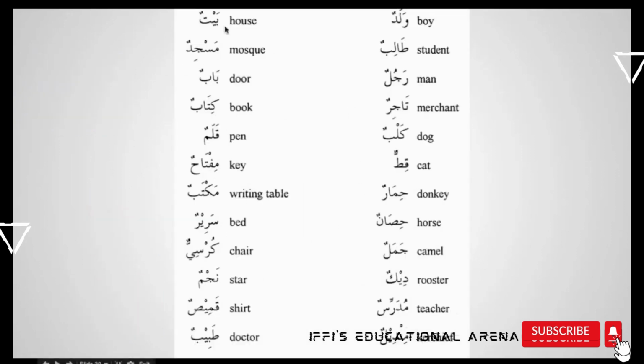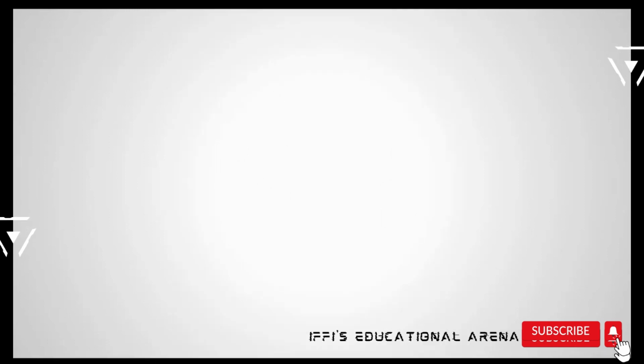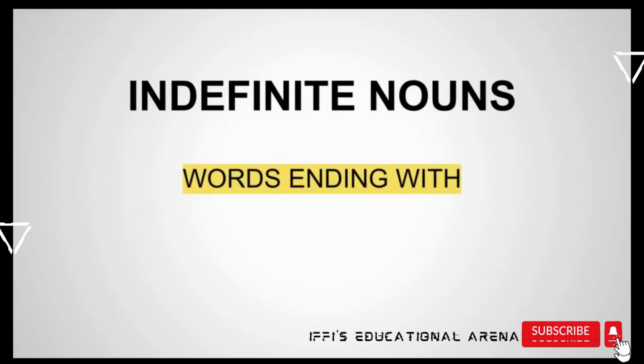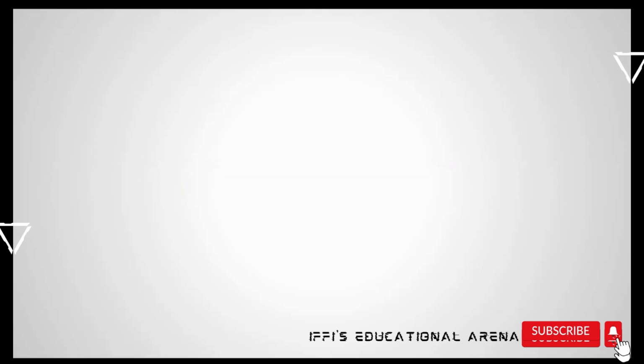So this is the vocabulary. These are the words which we've used in the lesson. I just wanted to note one thing about all these words, they are all ending with double dhamma. That means they are indefinite. All these nouns which we've used in these lessons are indefinite nouns. So what does it mean? It means that the words are ending with double dhamma. So inshallah in the next class we'll be learning how to make a definite noun. So remember, for now the nouns that end with double dhamma are indefinite nouns.